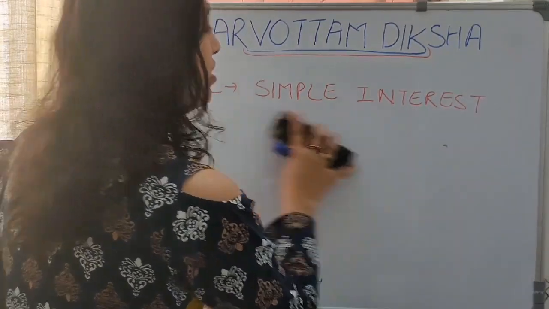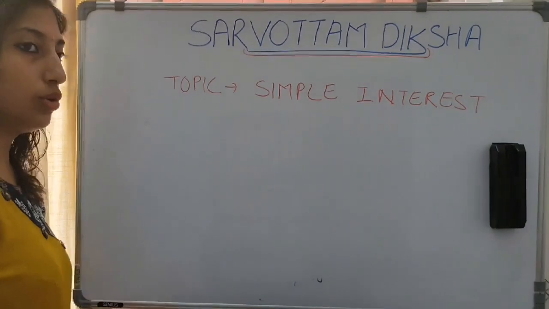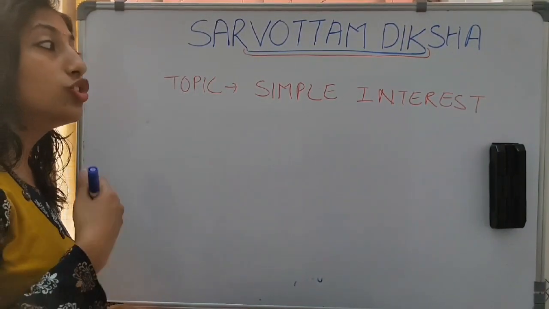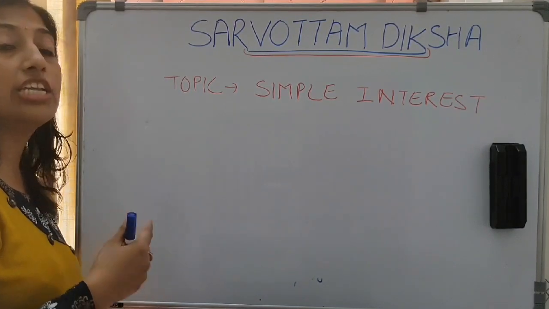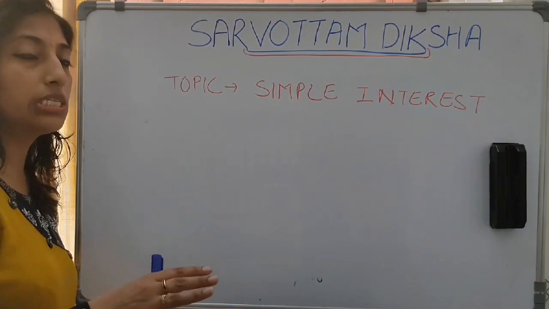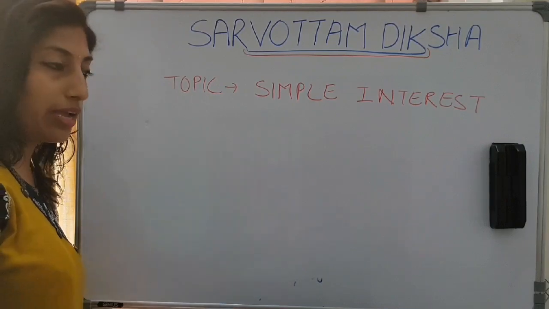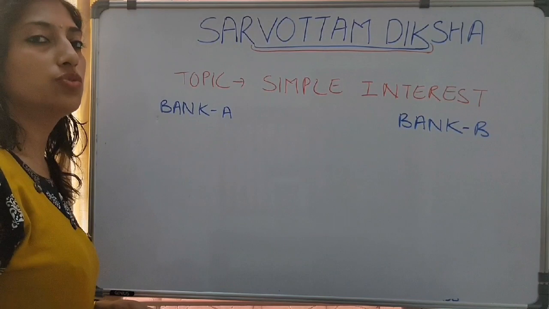Same way, even if I have to take a loan for 5 lakh rupees from two banks, obviously I need to pay lesser. Then I will choose which bank to take the loan from according to the rate of interest. Whosoever is offering me a loan at a lower rate of interest, I will take the loan from that bank.